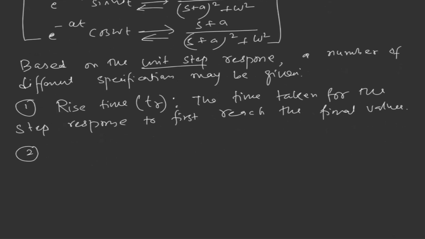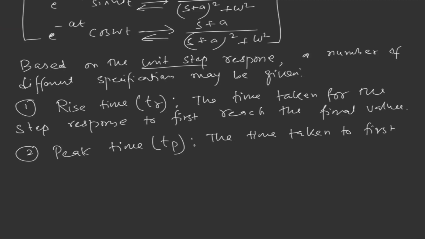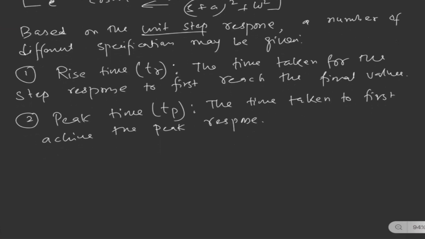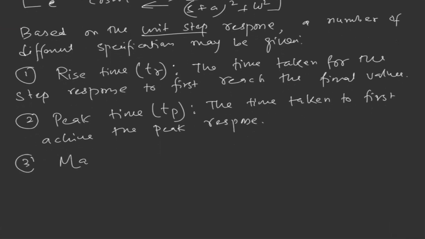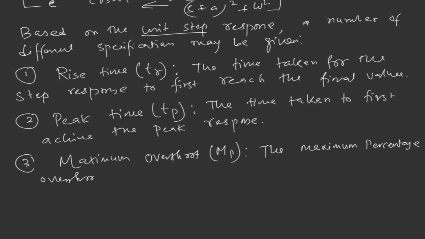Another specification, peak time, TP: the time taken to first achieve the peak value or the peak response. And the next specification will be maximum overshoot, which we denote by MP: the maximum percentage overshoot from the final value.